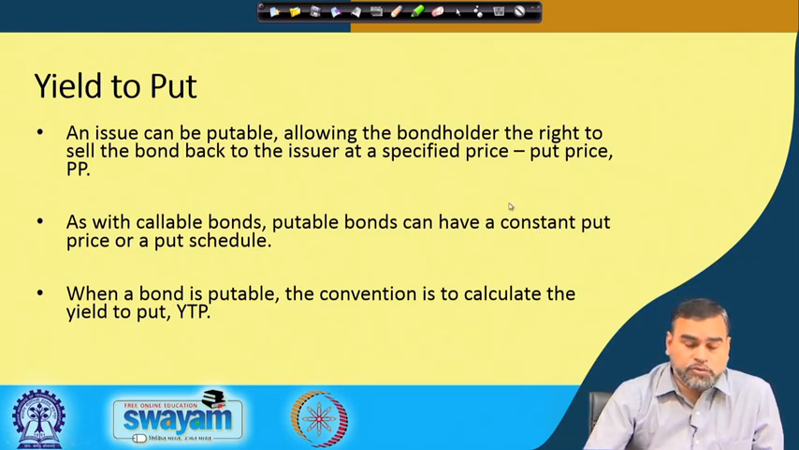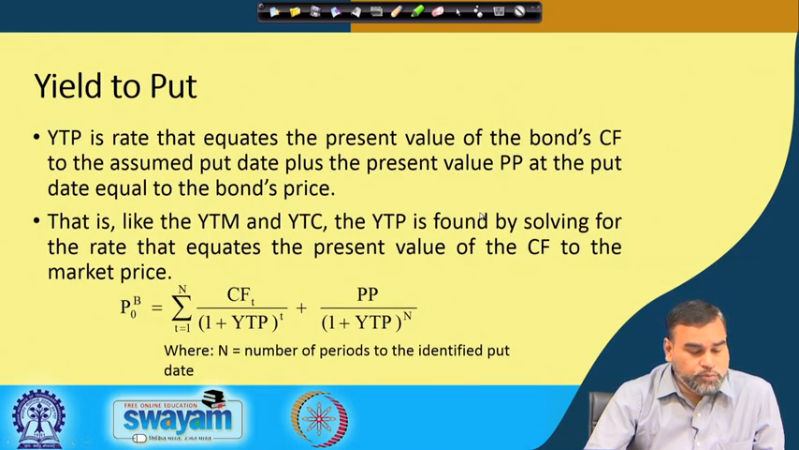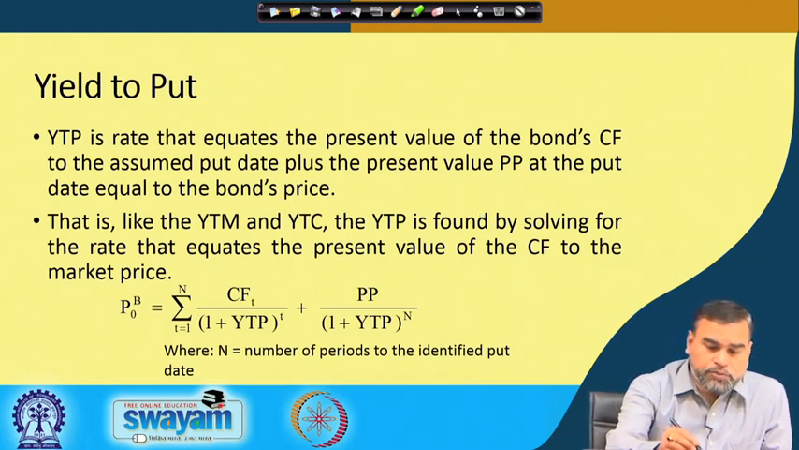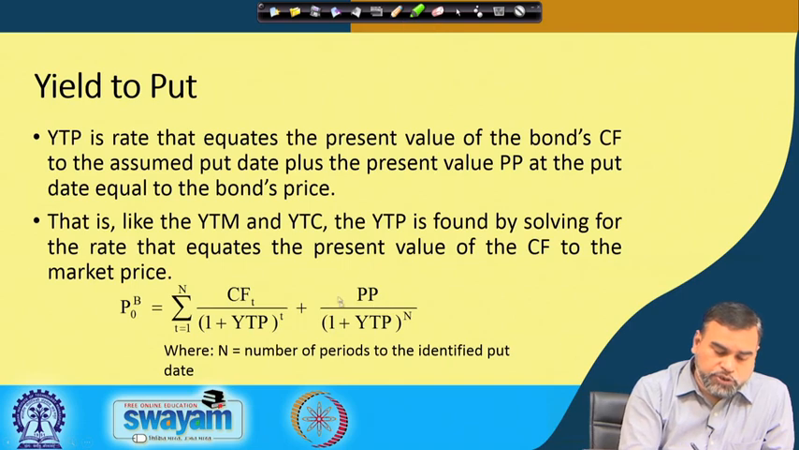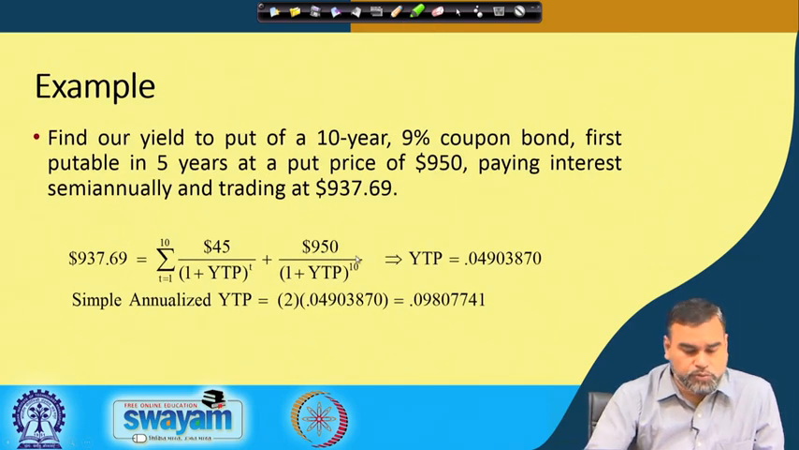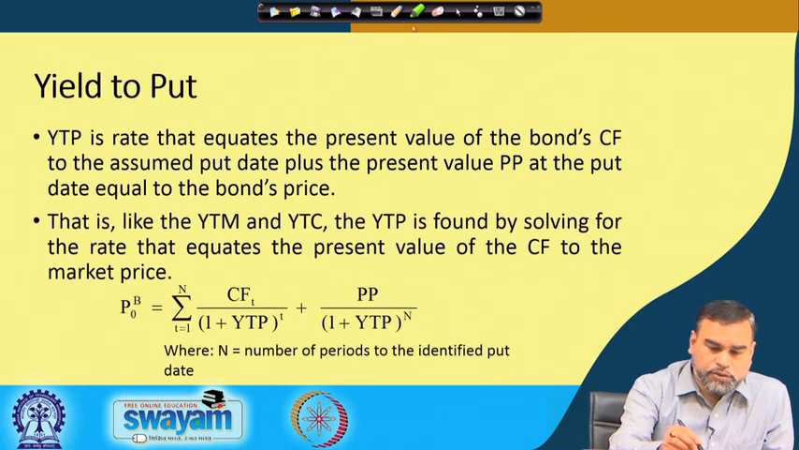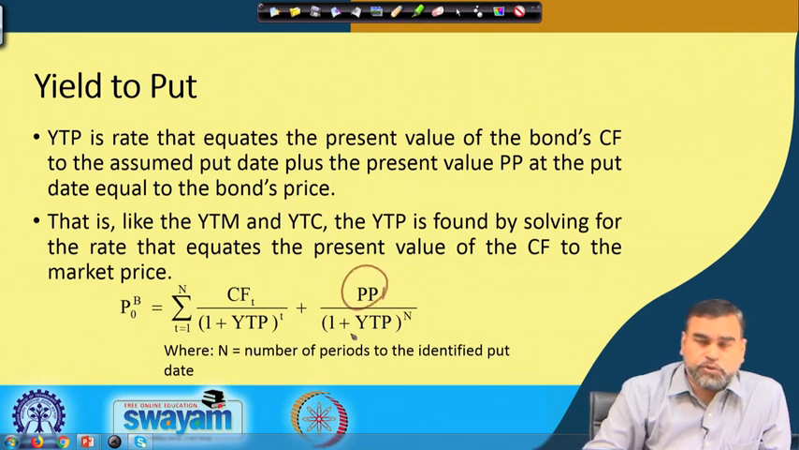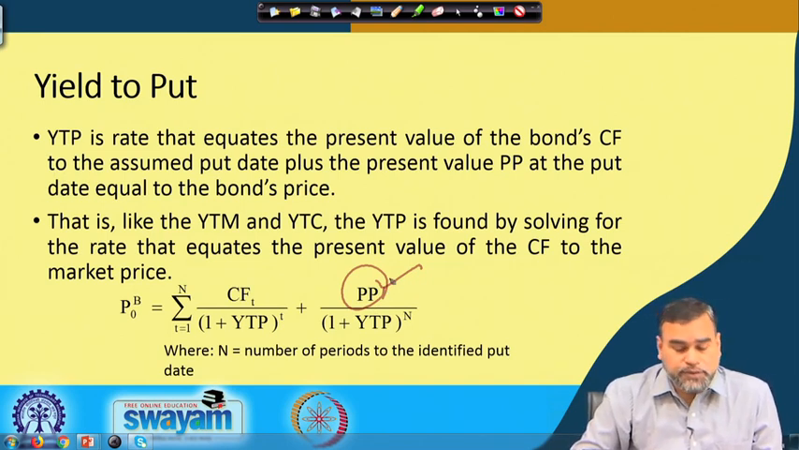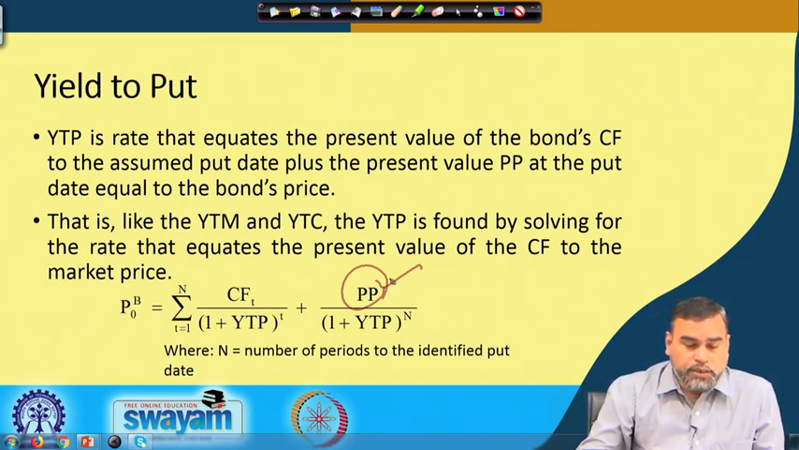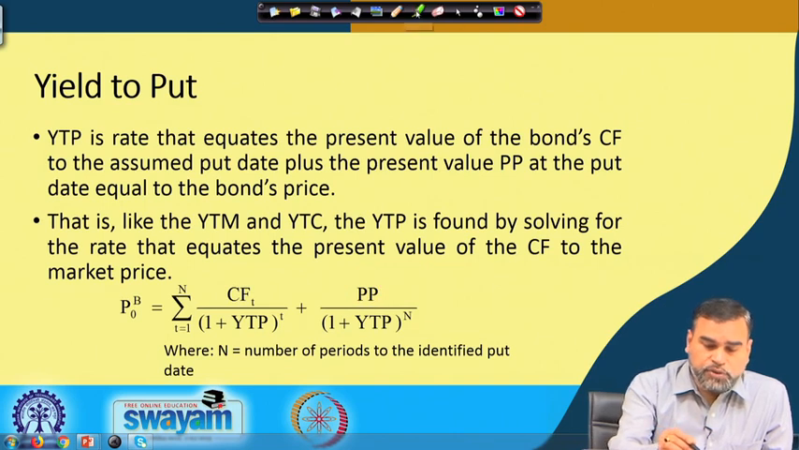So, whenever we talk about the yield to put, what do we have to do? You can apply the same logic again, but here we have to discount with respect to the put price. In the case of a call option, we use the call price. In the case of a put option, we use the put price. And if you see this example, it will be more clear.